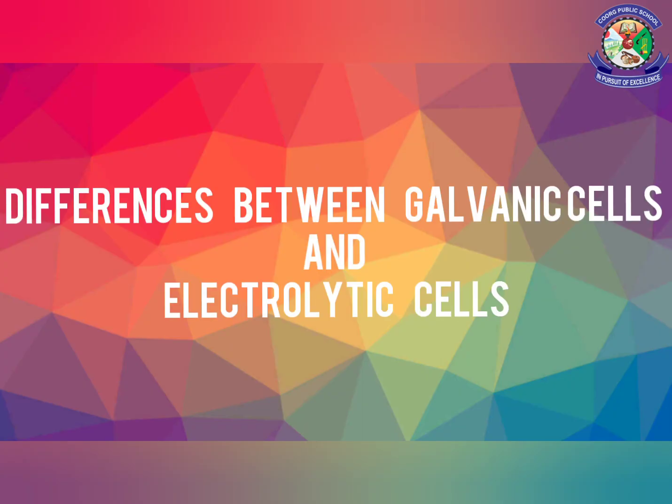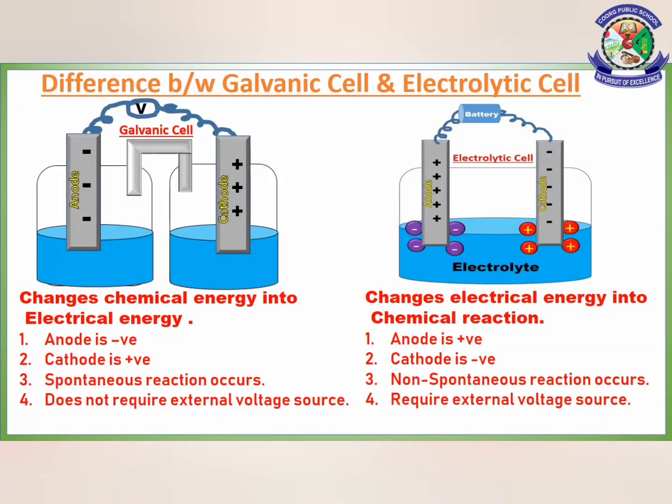Next, we will discuss the differences between galvanic cells and electrolytic cells. The galvanic cell changes the chemical energy into electrical energy, whereas the electrolytic cell changes the electrical energy into chemical energy. In galvanic cells, the anode is negative and cathode is positive, whereas in electrolytic cells, the anode is positive and cathode is negative. In galvanic cells, spontaneous reaction occurs. On the other hand, in electrolytic cells, non-spontaneous reactions occur. Galvanic cells do not require an external voltage source, whereas electrolytic cells require an external voltage source.